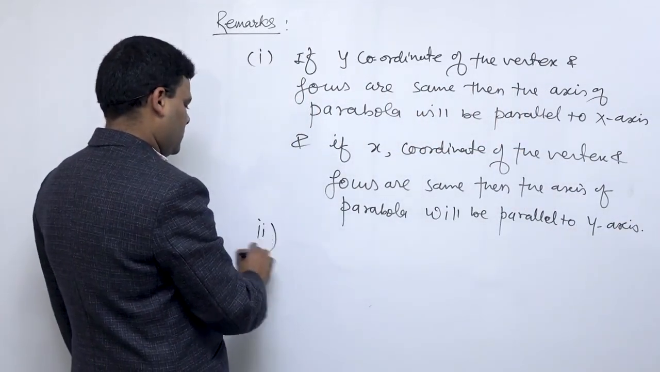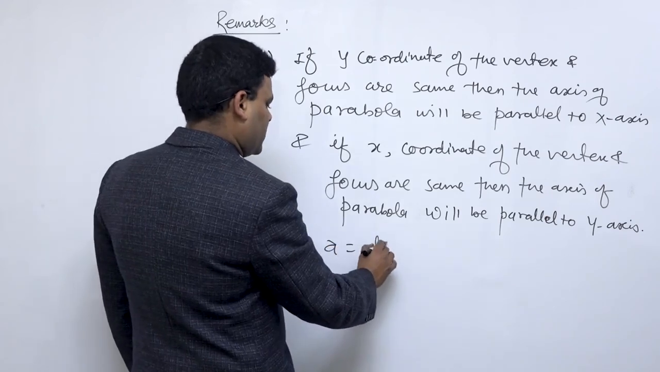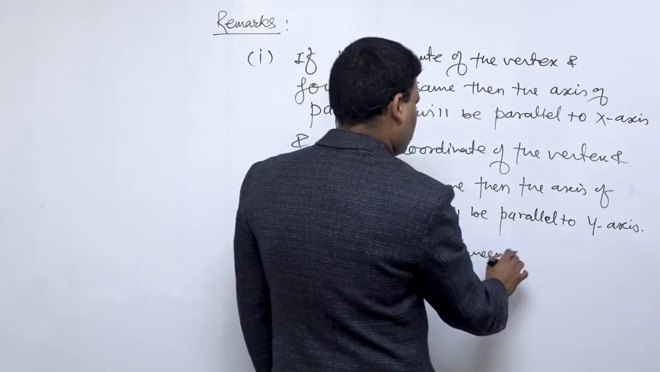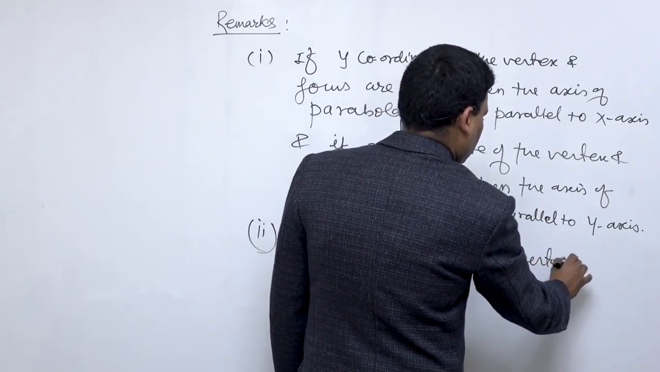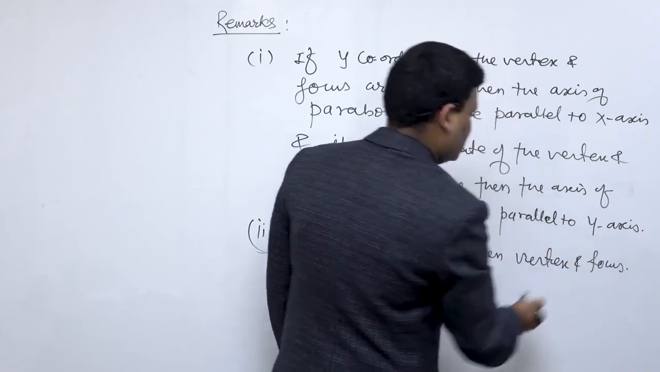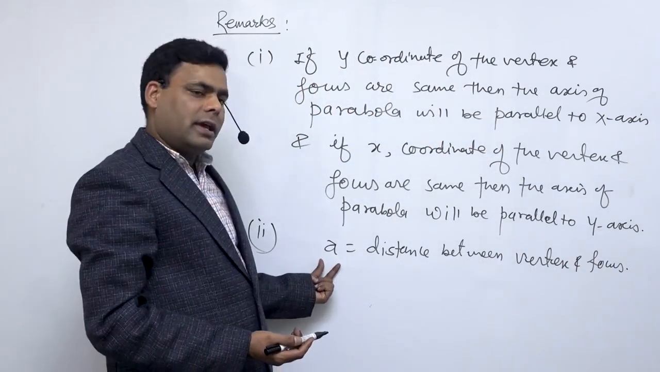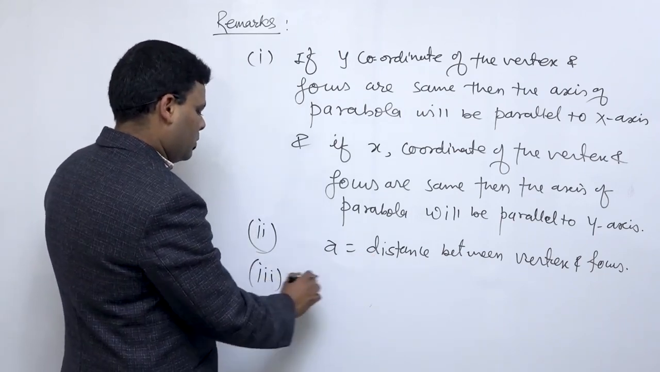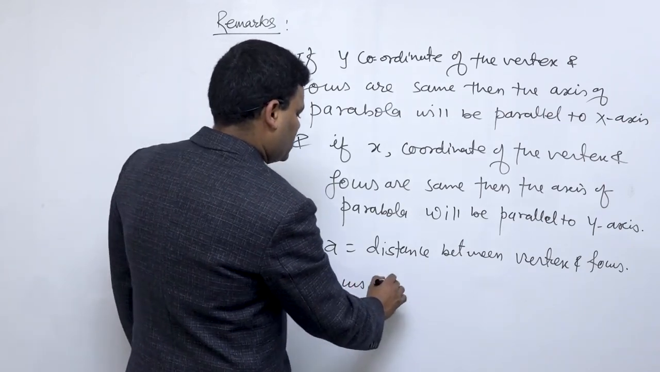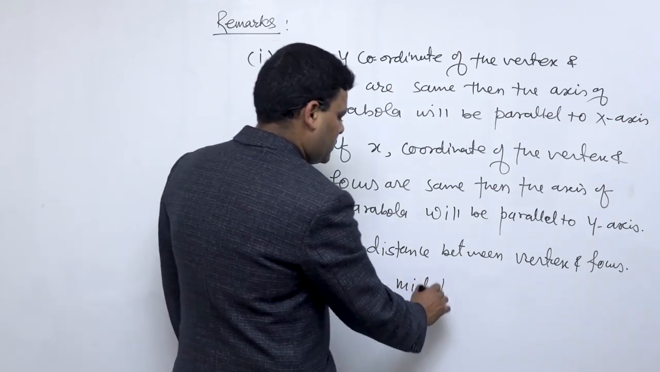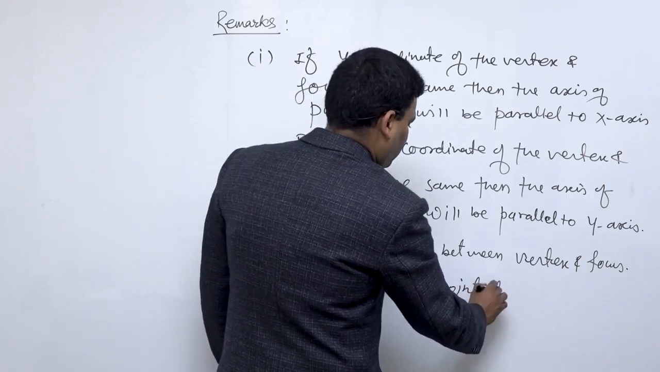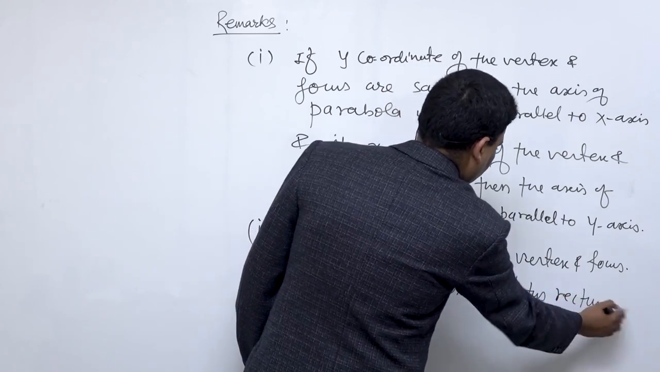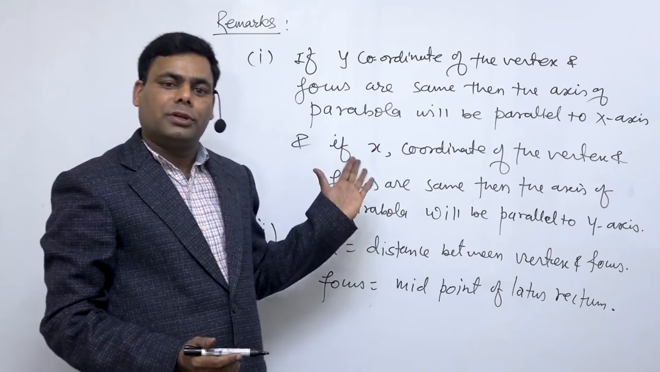Number 2, small a equals the distance between vertex and focus. In each of the 6 equations we have taken a as the distance between vertex and focus. And number 3, focus equals the midpoint of latus rectum. These are the tools to solve the problems.